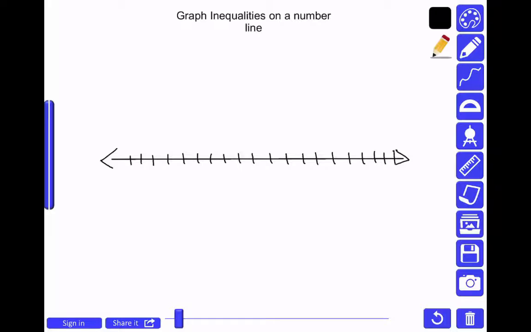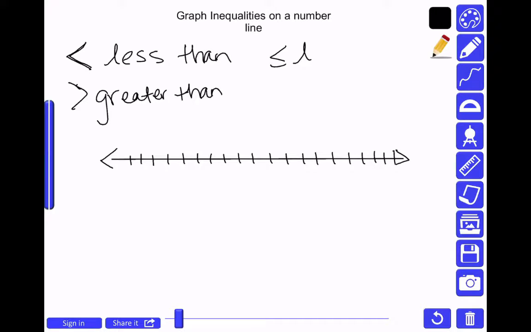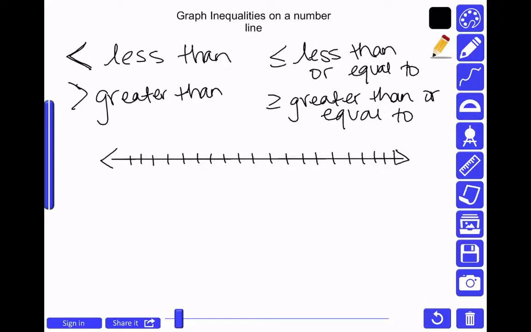This video is going to show you how to graph inequalities on a number line. Before we can graph inequalities on a number line, we need to make sure we know the inequality symbols. The first symbol that you need to know is less than. It looks like this. Then we have greater than. We also have less than or equal to and greater than or equal to. So without using variables, let's just talk about using these symbols.